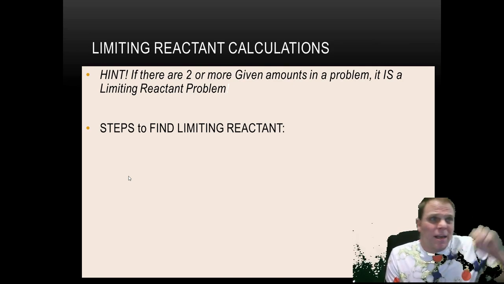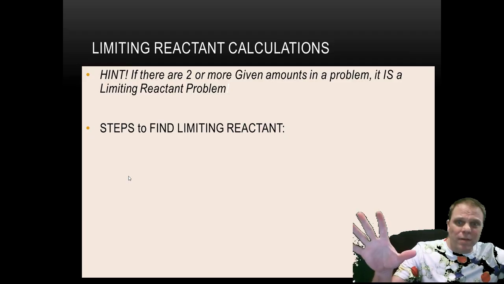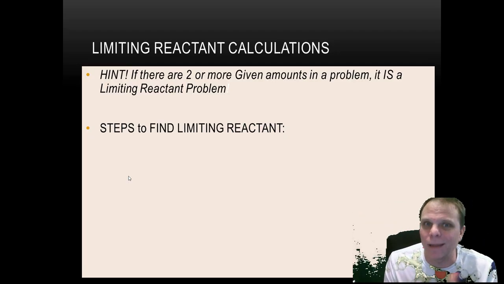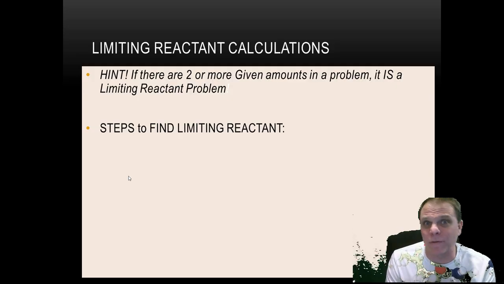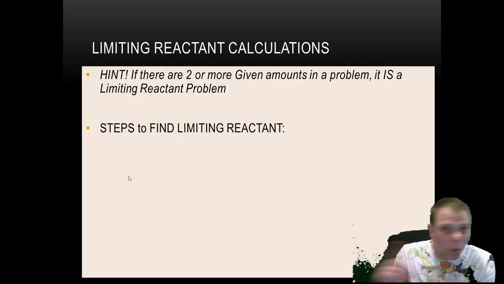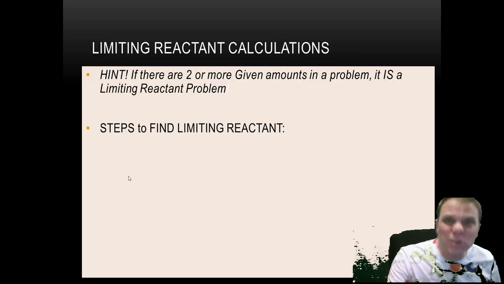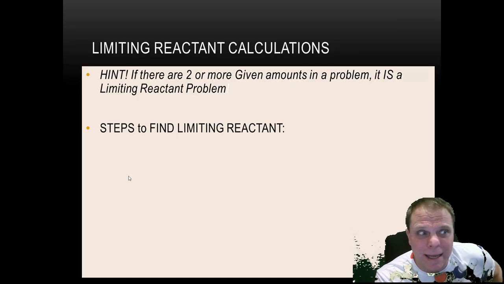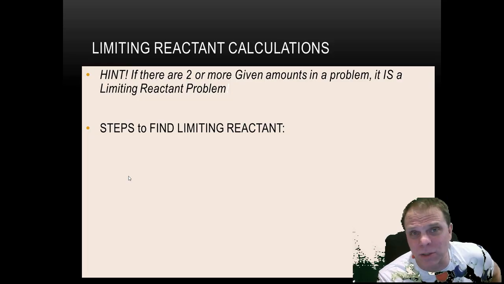So as soon as you see 15 grams of this and 3 grams of that, and they're both reactants, then you've got to be like, okay, this is a limiting reactant problem. And I've got to figure out which one is limiting before I can do the rest of the problem. Because if you start solving the problem with one of those and it's not the limiting one and it's the excess, then your answers are going to be totally wrong.